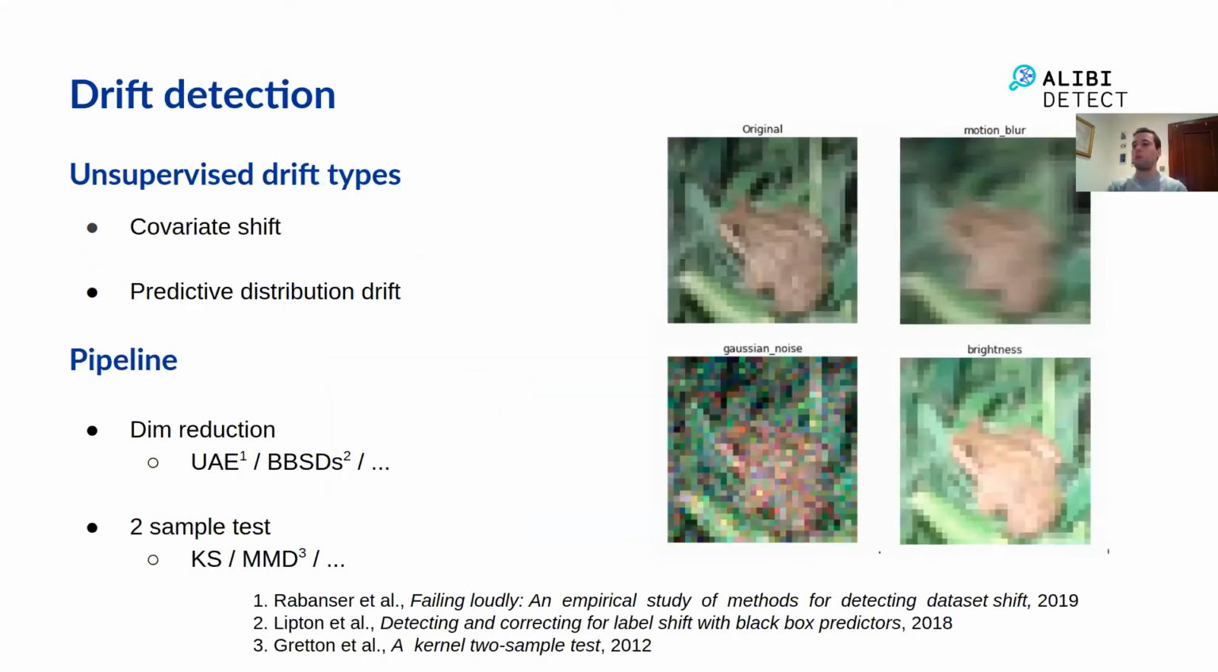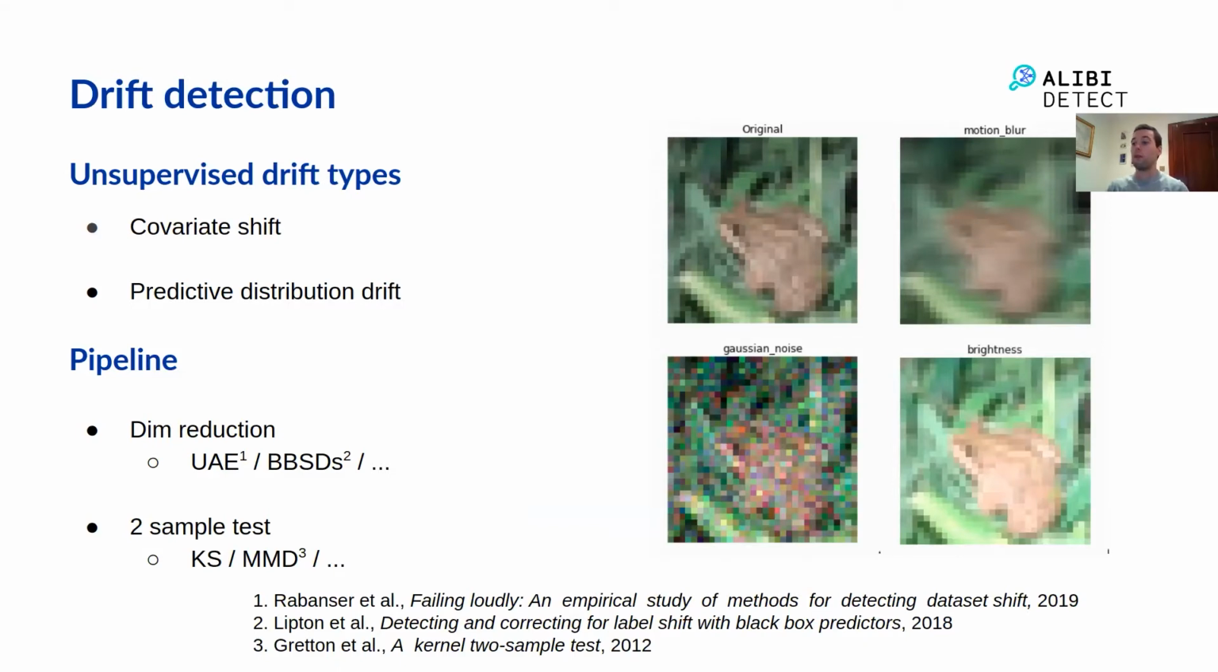So far, we've looked at outliers and adversarial examples, but both actually refer to individual instances. When we talk about data drift or shift detection, we look at whether two samples are drawn from the same underlying distribution or not via a statistical hypothesis test. So now we're not looking at individual instances, but at distributions.